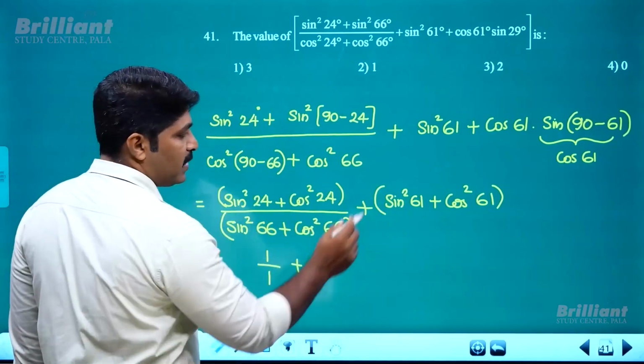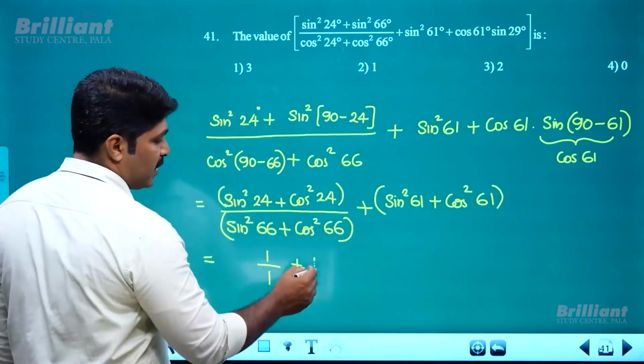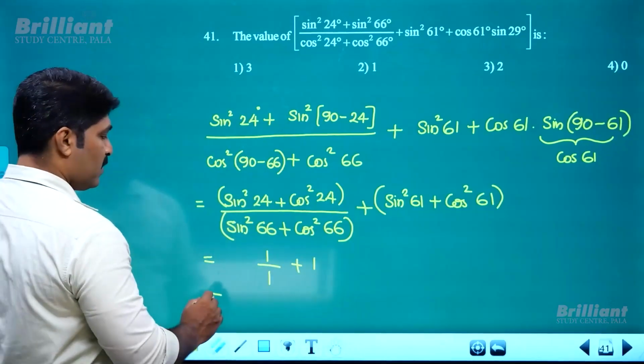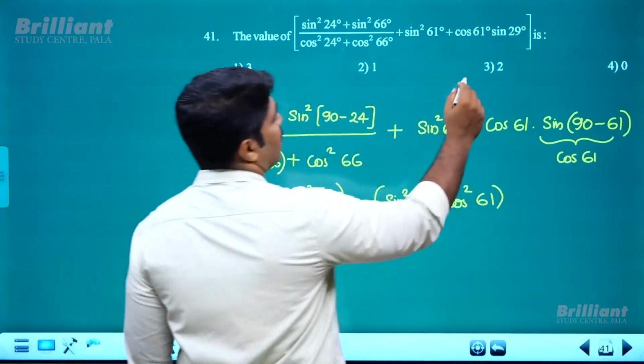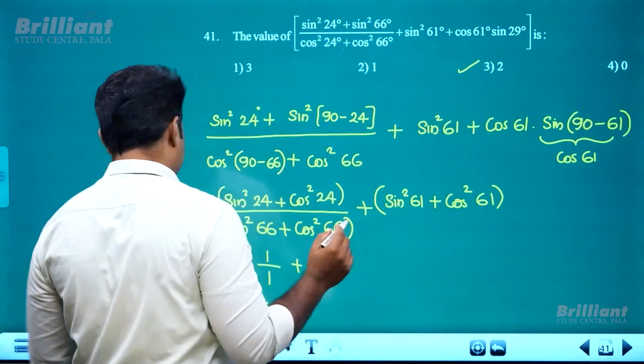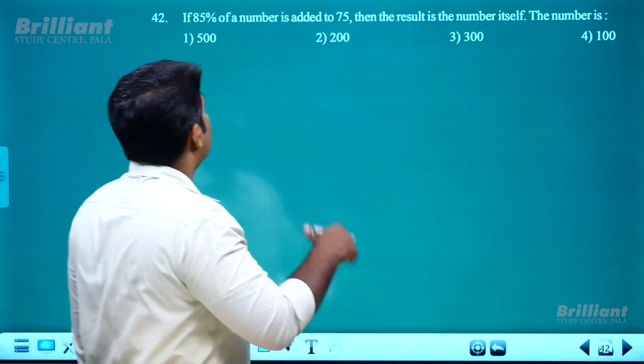Again, this term, sin square theta plus cos square theta, is 1. So what will be the final answer? This is 1 by 1 plus 1, that's equal to 2. Hence the answer is option 3. So next is a very simple question.